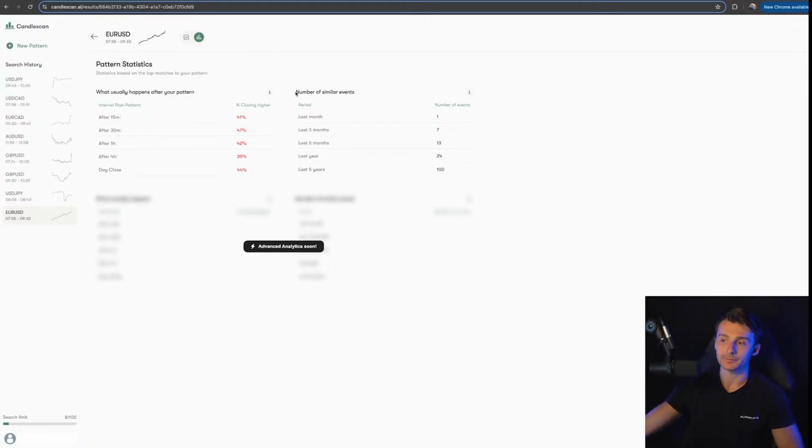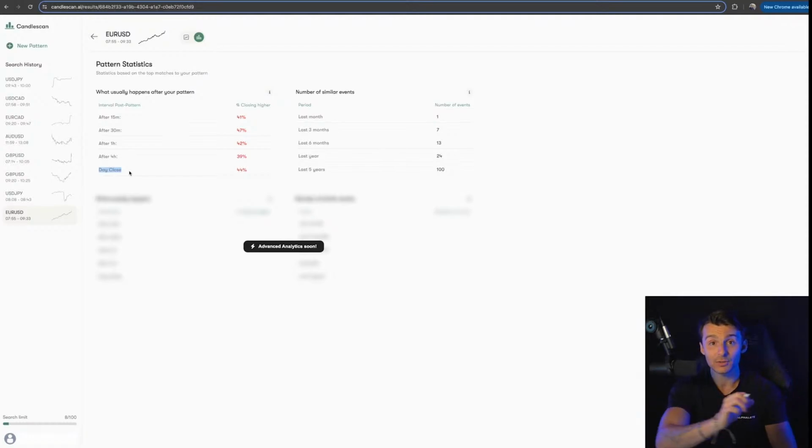It's going to tell you not only the number of events or similar events over the past 5 years, there's 100 options. The past year, 24, 6 months, 3 months, and last 1 month. So not only is that going to give you an understanding of how often this pattern tends to repeat itself, but you're also going to see this on the left-hand side. What tends to happen after our pattern presents? So after our highlighted pattern presents on those similar situations, what tends to happen in the next 15 minutes, next 30 minutes, next 1 hour, 4 hours, and at the end of the day? By the end of the day, the day's close.